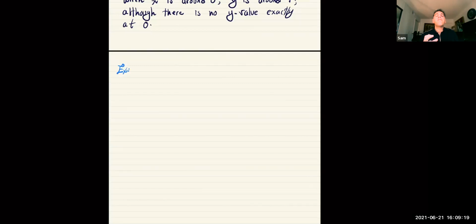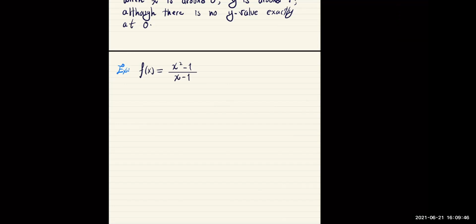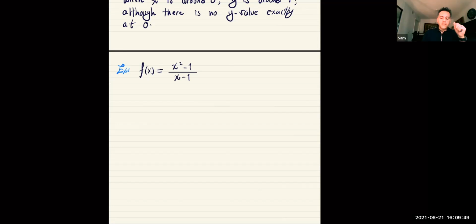An example where the function is undefined, but the limit is not undefined. So say we have f of x equal to x squared minus 1 divided by x minus 1. Okay, so at what point, guys, is this function undefined? Anybody? 1. Exactly. 1 makes this undefined. A rational function is always undefined when the denominator is 0.